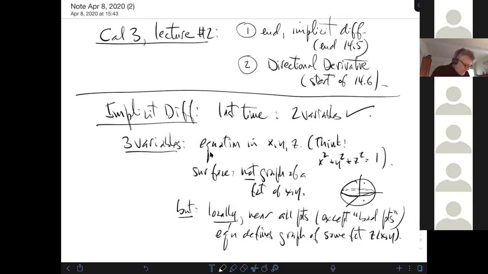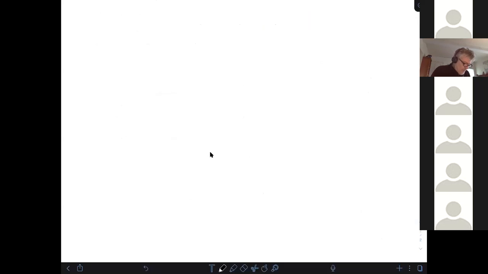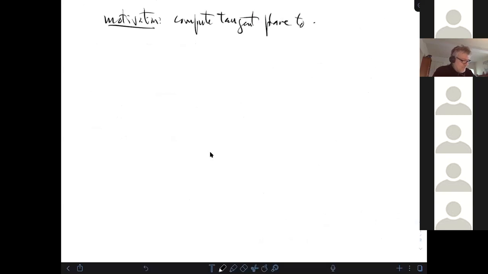So what we'd like to do is, here's a motivation for this. What we're going to do is to compute the tangent plane to a surface at a specific point. Okay? We know how to do this for the graph of a function of two variables, but more generally now what we're going to do is to develop a formula that will tell us how to do it for a more general surface.